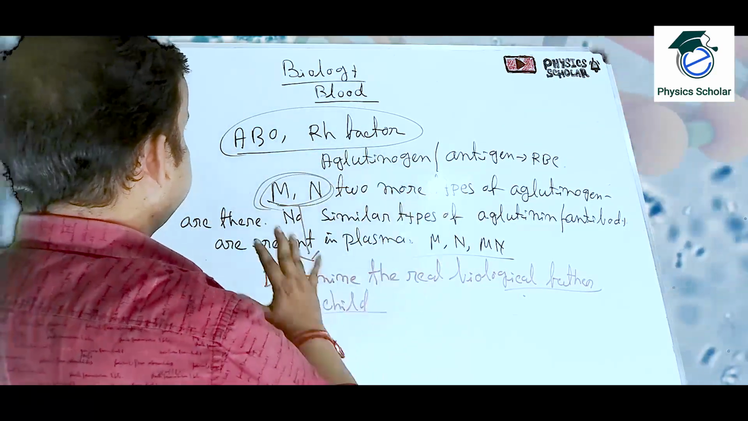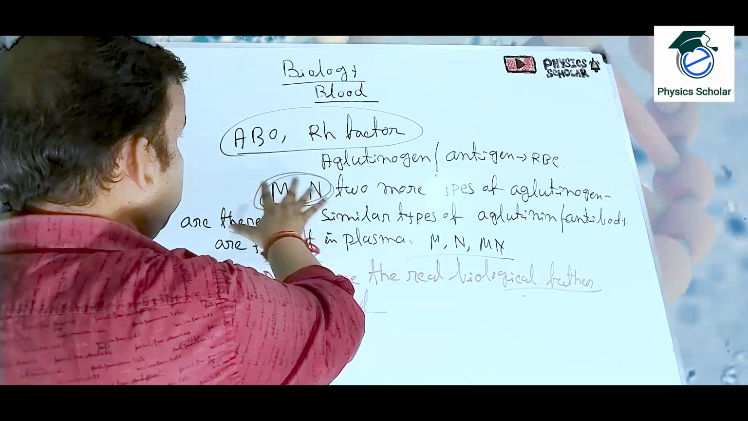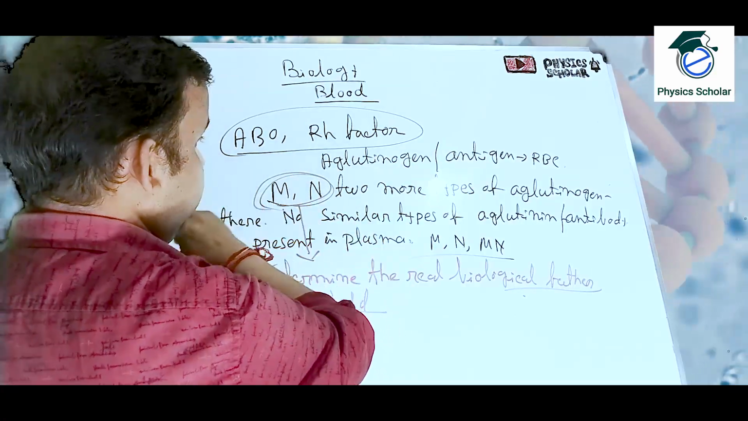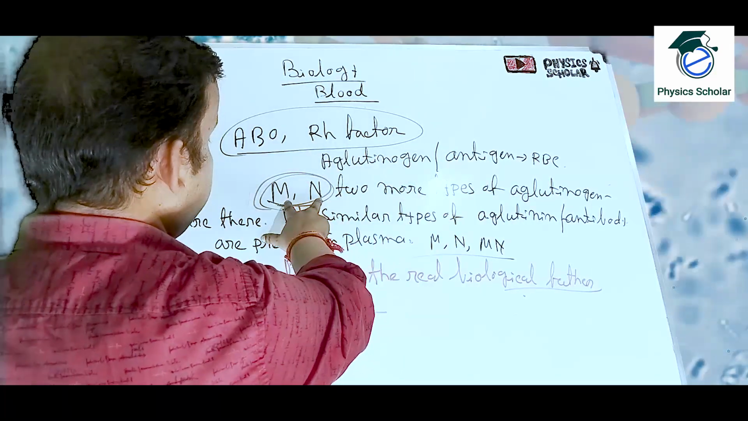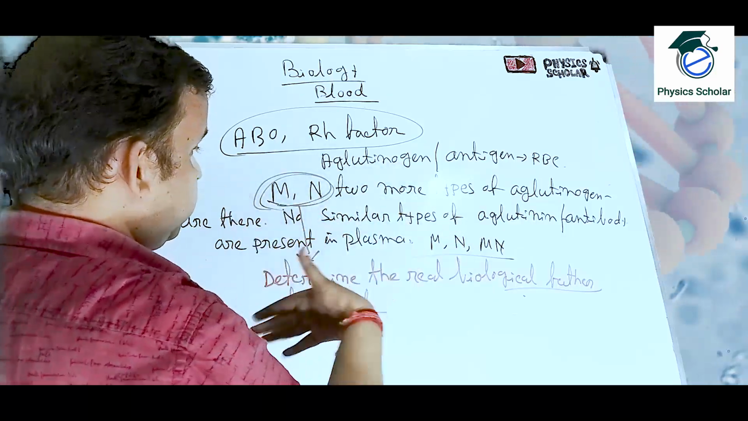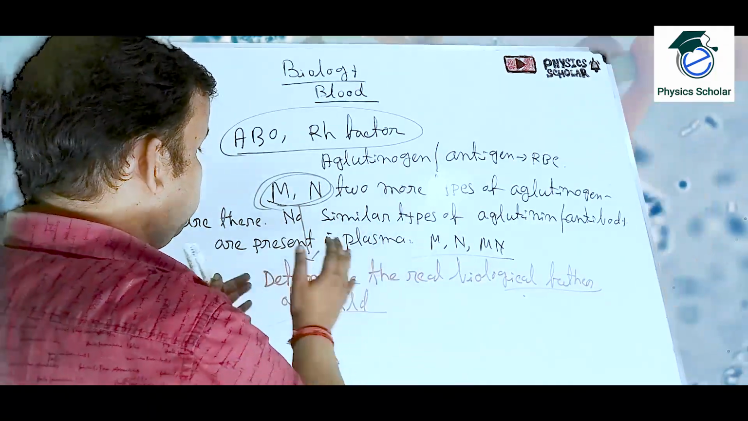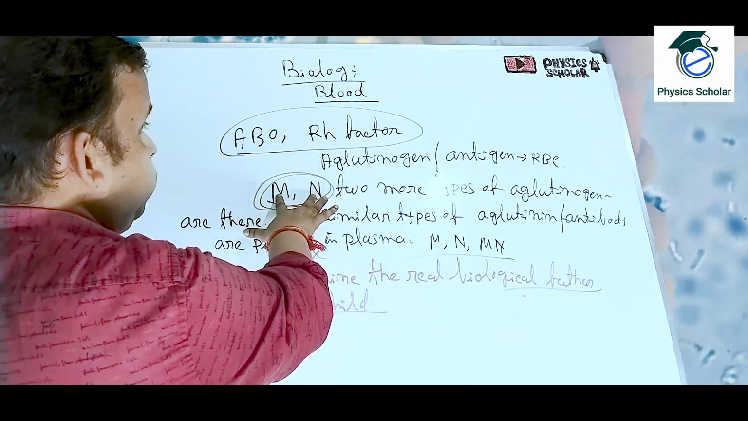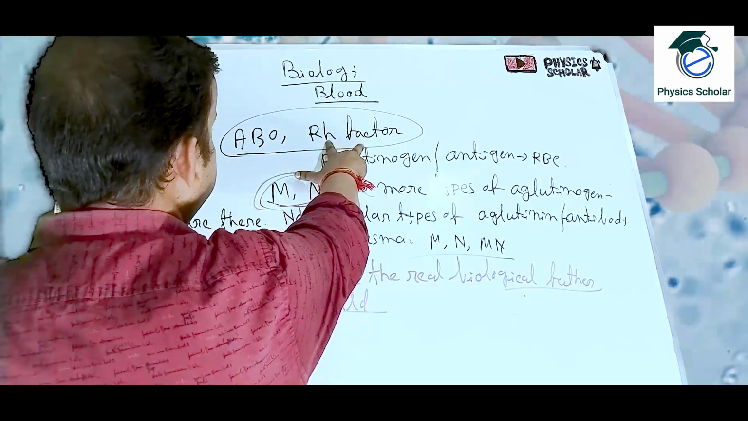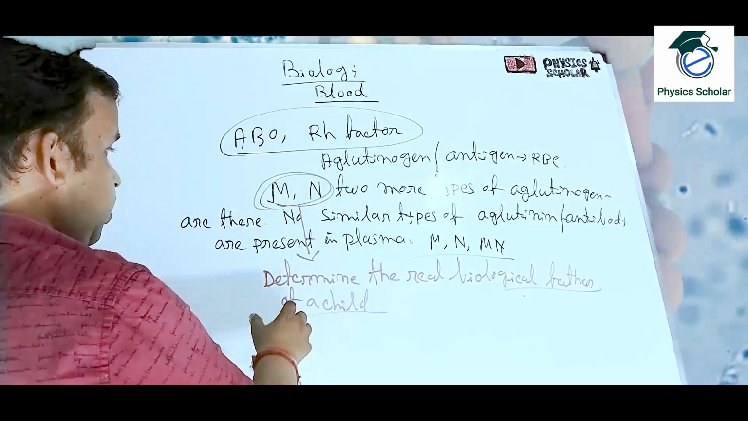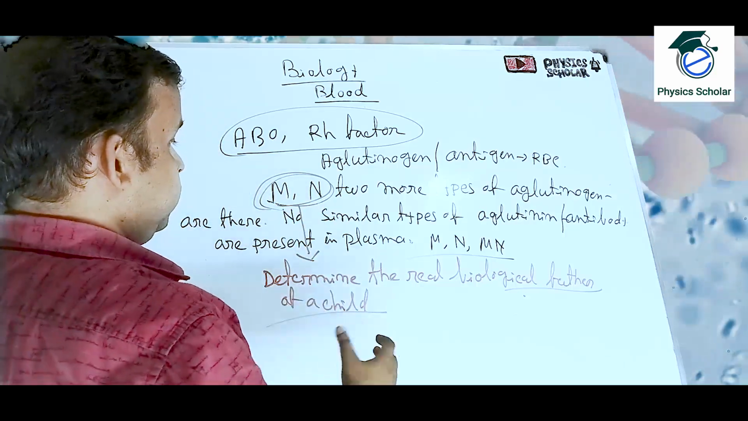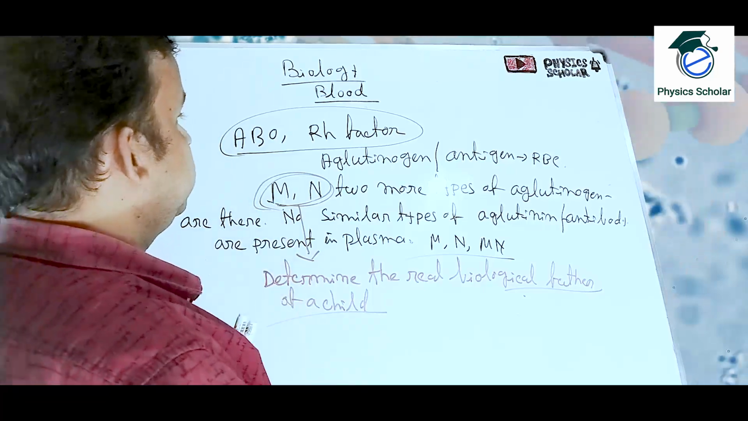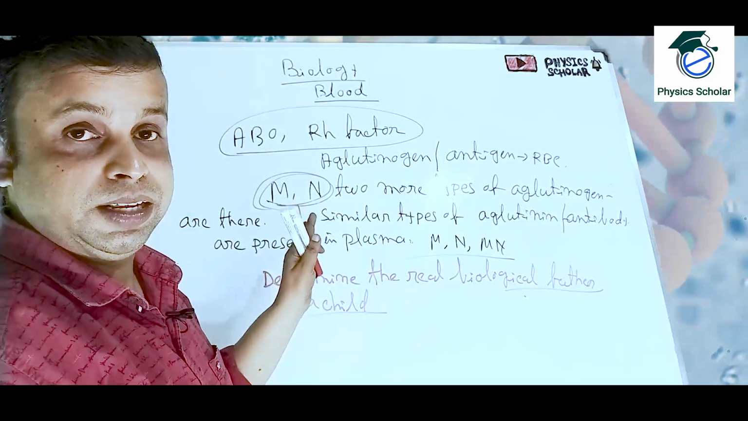Clear? So this is the ABO, Rh factor and 2 more agglutinogens whose existence can be found in RBC, M and N, but the similar type of agglutinin are not present in plasma. That's why when transmitting the blood from one person to another person, we don't have to consider these 2 agglutinogens. Clear? Only you have to consider the ABO as well as the Rh factor. But it is required when we have to determine the real biological father of a child, then M and N agglutinogen play a very important role.